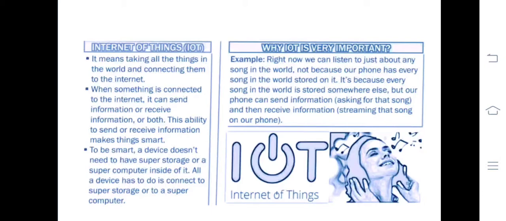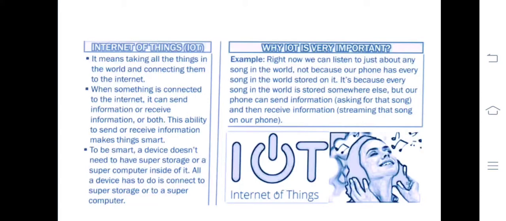That is a smartphone. That's why, to be a smart instrument, a smart object, it doesn't mean it should have a storage capacity. It means it must be connected with the internet. It must be connected with the internet at any time. That is the basic parameter that needs to be considered while considering Internet of Things. To be smart, a device does not need to have super storage or a supercomputer inside of it. All a device has to do is connect to the super storage or a supercomputer, maybe in the form of internet.